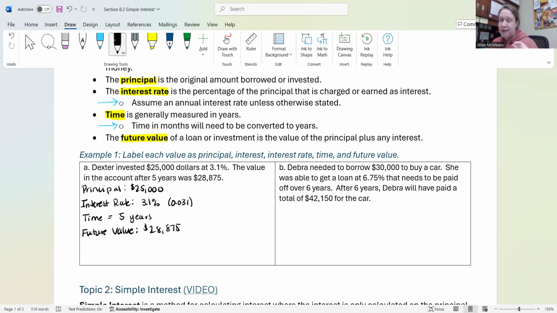We have to do a teeny tiny little calculation here. So if you're not given a problem where you're actually calculating the interest, you can still figure out the interest by doing a different type of calculation. So if I take the future value and I subtract the principal, and I'm just going to call future value FV for now. We'll call it something later down the road, but for now, just FV. I can take the $28,875. I can subtract what Dexter initially invested, which was $25,000. And at the end of the day, or rather at the end of 5 years, Dexter earned $3,875 in interest.